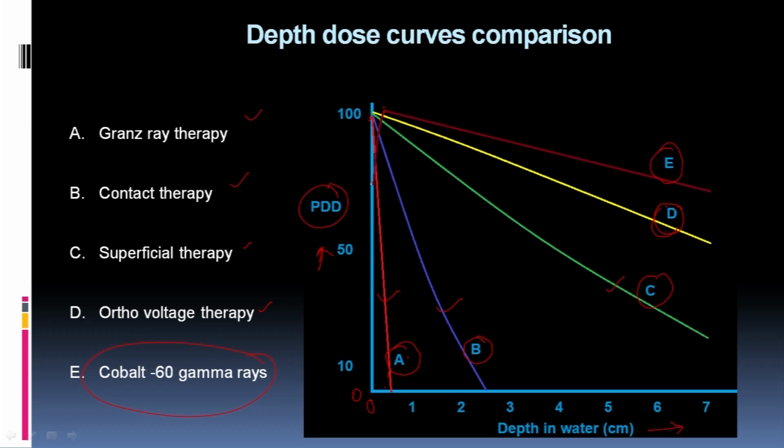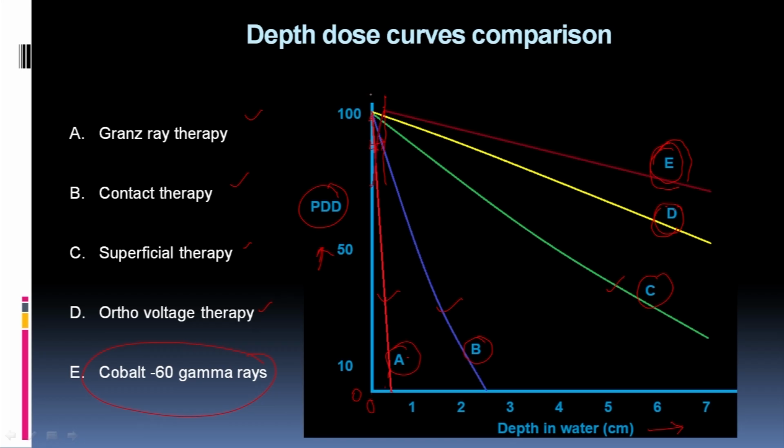So this is the cobalt 60, and because of this region, which is known as the build up region, we can spare the skin, the normal skin, and we can treat deep seated tumors by using high energy beams such as cobalt 60 radiation. So this is the difference between the kilovoltage units and the higher energy or megavoltage units. You can see all the kilovoltage units start from 100, giving 100% dose to the surface, and cobalt 60 gives a lesser dose than the kilovoltage units at the surface.